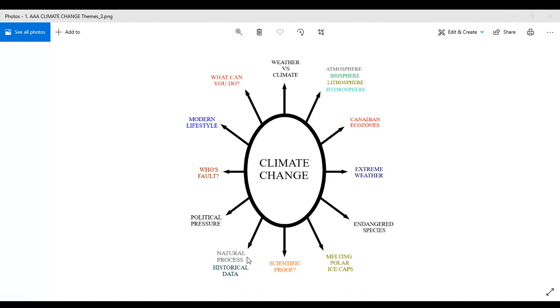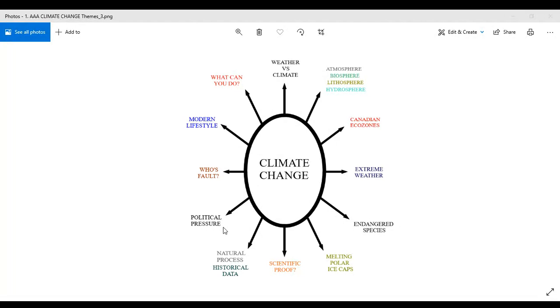Some people think it's a natural process, and over time, yes, the climate of the Earth has gone up and down in various cycles. Historical data certainly shows that, but some scientific information that's available to us now can certainly indicate that this may be a little more extreme than what's happened in the past. But that's up for you to decide.